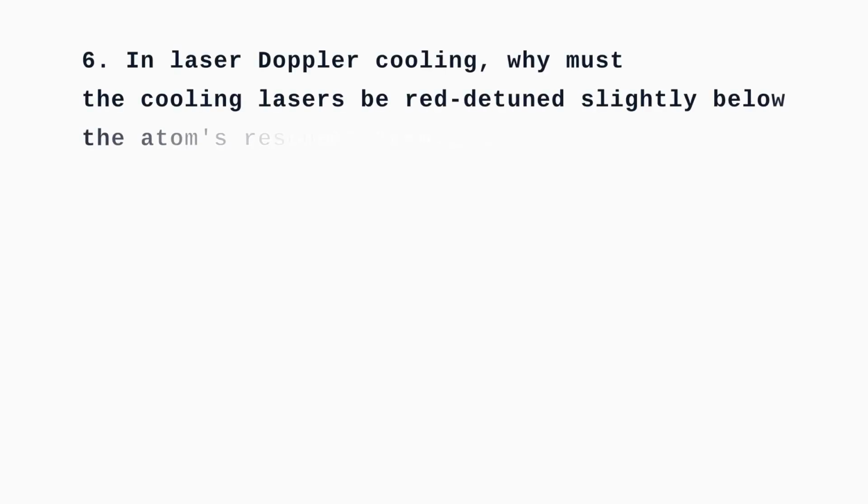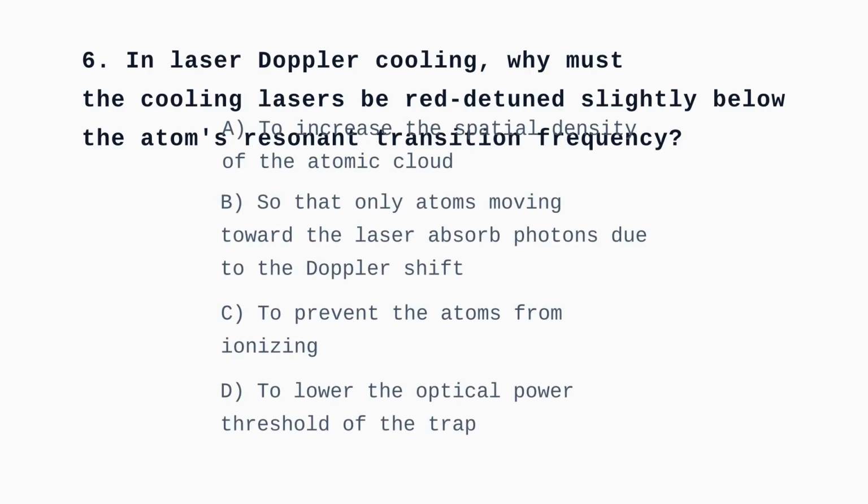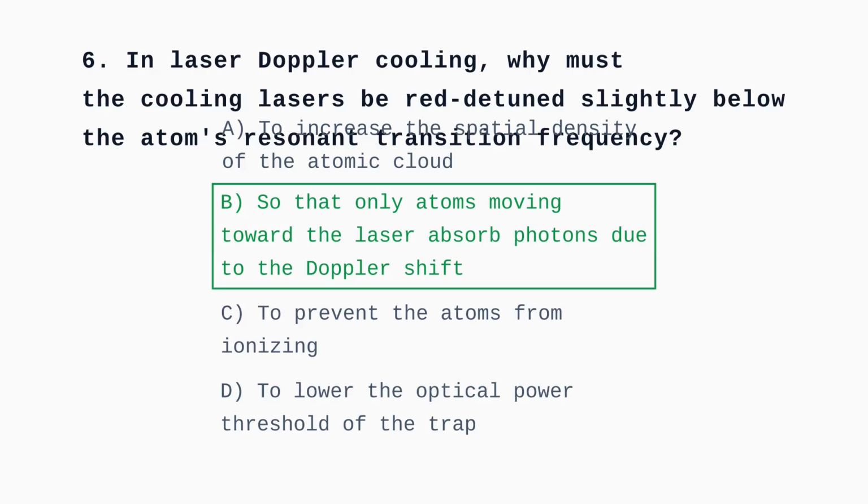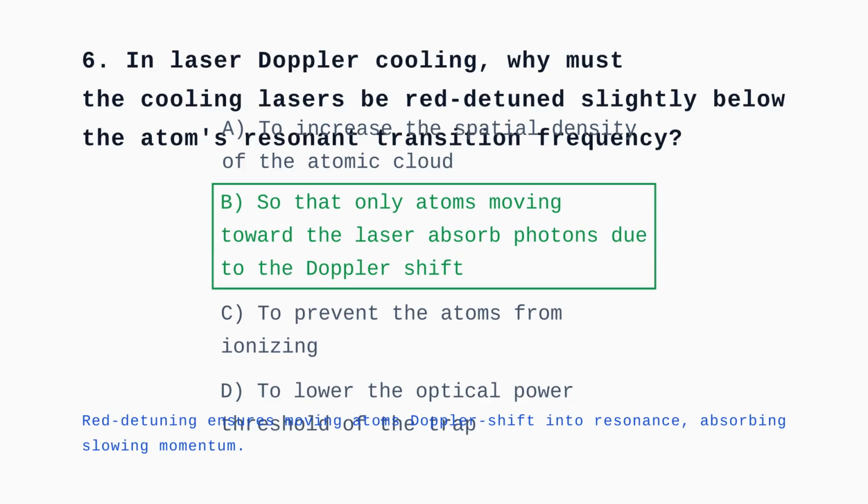Question 6. In laser Doppler cooling, why must the cooling lasers be tuned slightly below the atom's resonant transition frequency? By red detuning the laser, only atoms moving toward the beam see the light blue shifted into resonance. This forces them to absorb photons and experience a deceleration force.